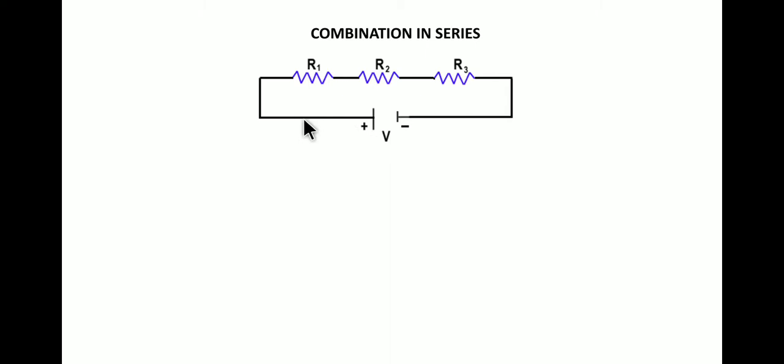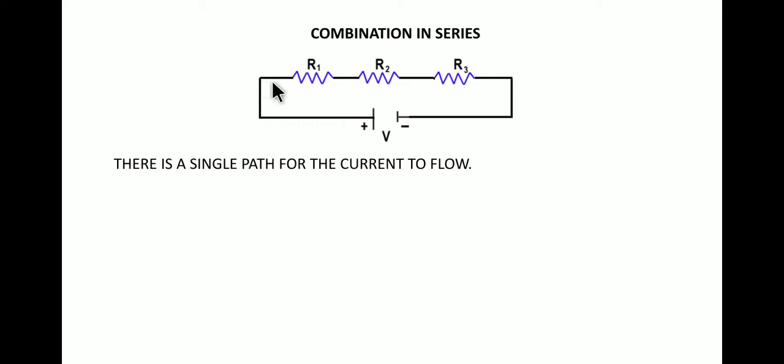So the current will flow from here and it will reach R1, then pass to R2, then R3 and come back to the cell at the negative terminal. So you can see that there is a single path for the current to flow. Since there is only one single path, the current will pass through the entire resistance. That's why the current remains the same or fixed, or we can say current I is constant.